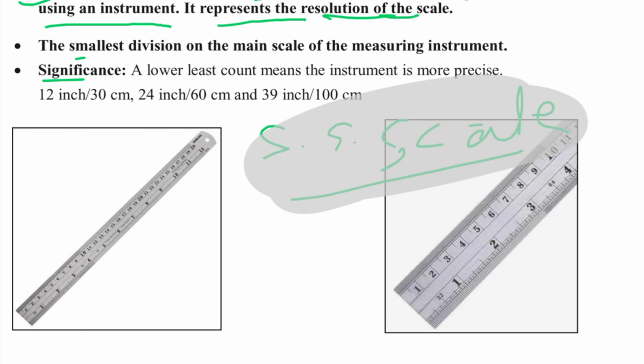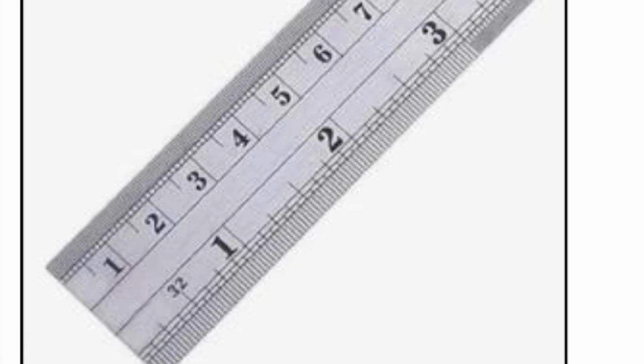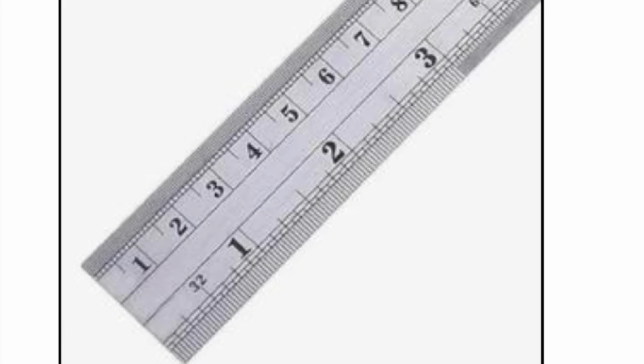And the scale which is available in the market comes in three different types. First is the 30 centimeter scale, we say it is 12 inch, we say it is a 1 foot scale, right? The second one is a 60 centimeter scale, and the third one is a 100 centimeter scale, right? So this is the scale, right?